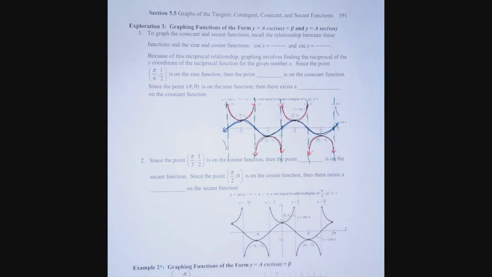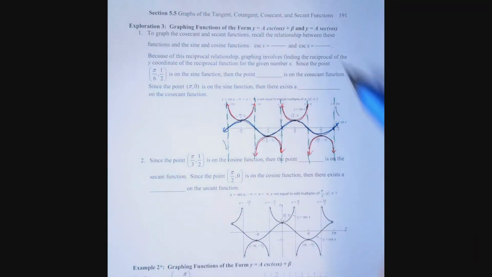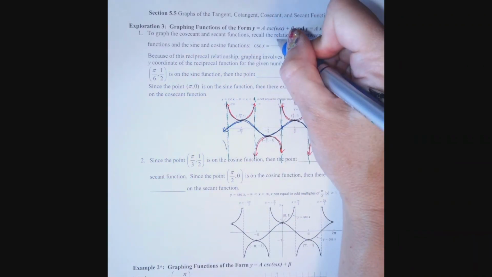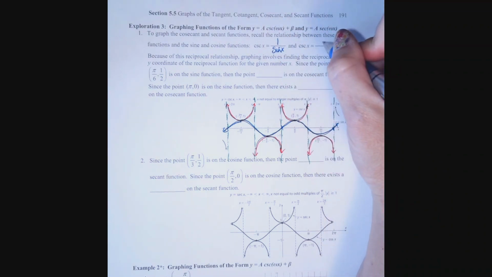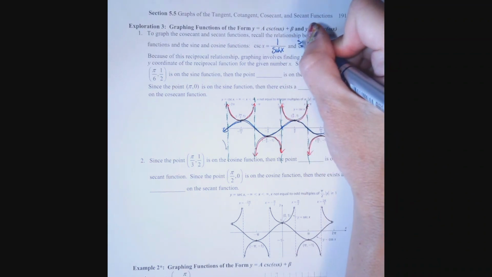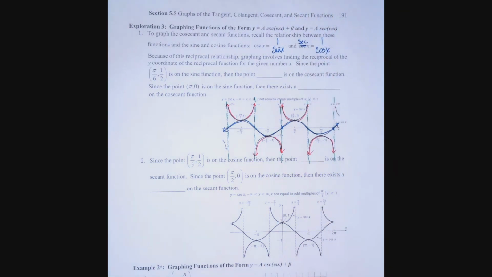So, to graph the cosecant and secant functions, recall the relationship between these functions and sine and cosine. Cosecant is the reciprocal of sine of x. Secant is the reciprocal of cosine x. Because of this reciprocal relationship, graphing involves finding the reciprocal of the y-coordinate. You graph the sine or cosine function.